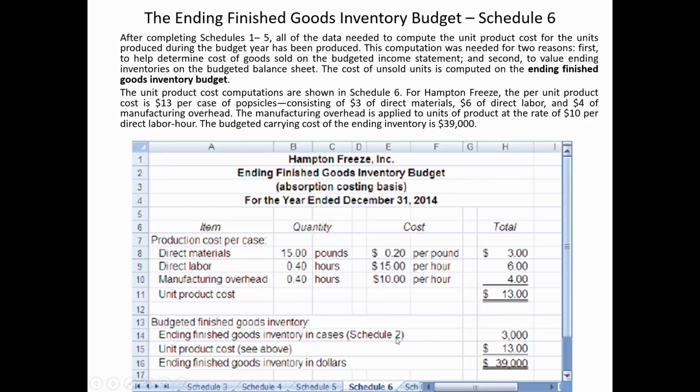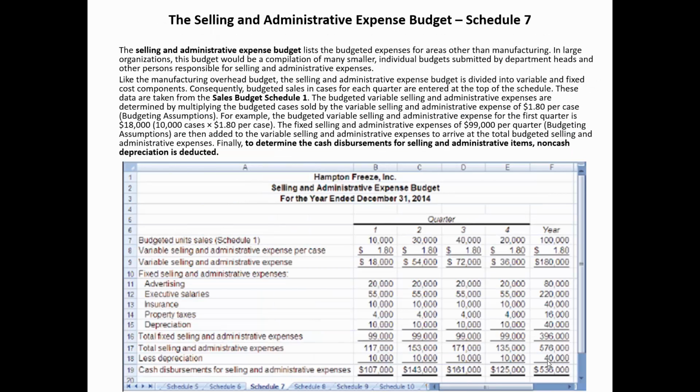Now, from Schedule 2, we can see that we expected our ending finished goods inventory in cases to be 3,000 cases. We're going to apply the $13 per case, and we're going to see that our ending finished goods inventory in dollars, which will be a balance sheet item, will be the value that we'll put in the budgeted balance sheet of $39,000.